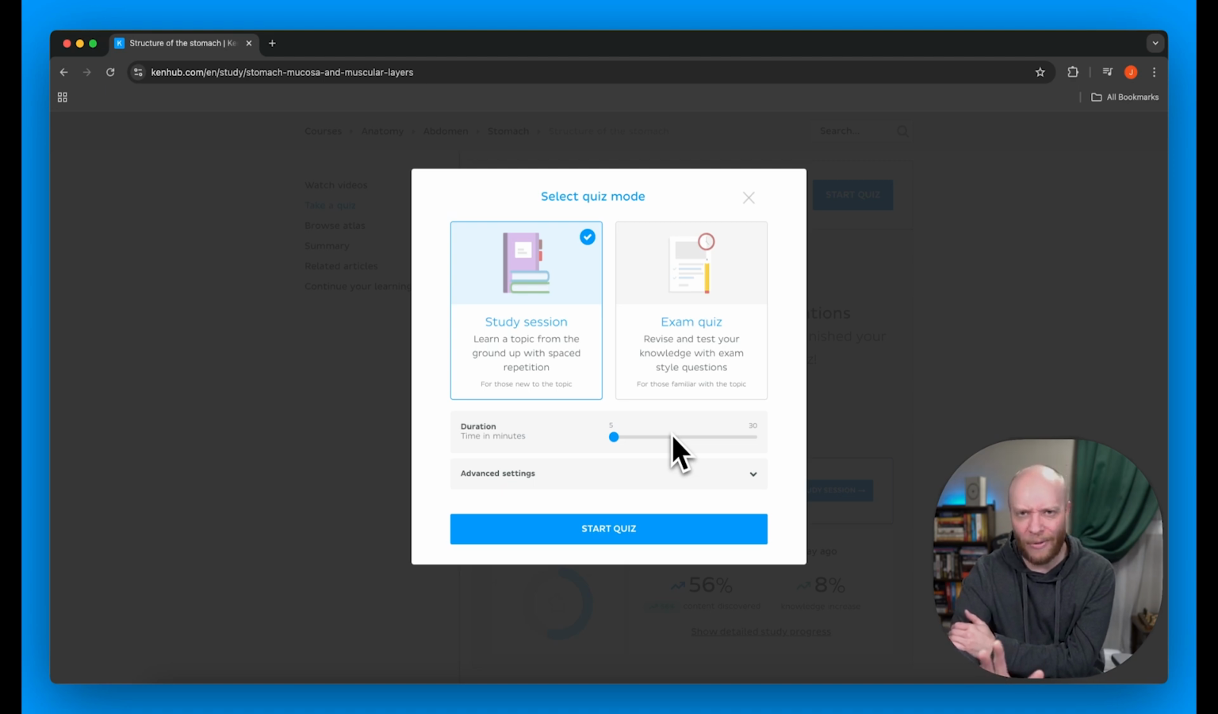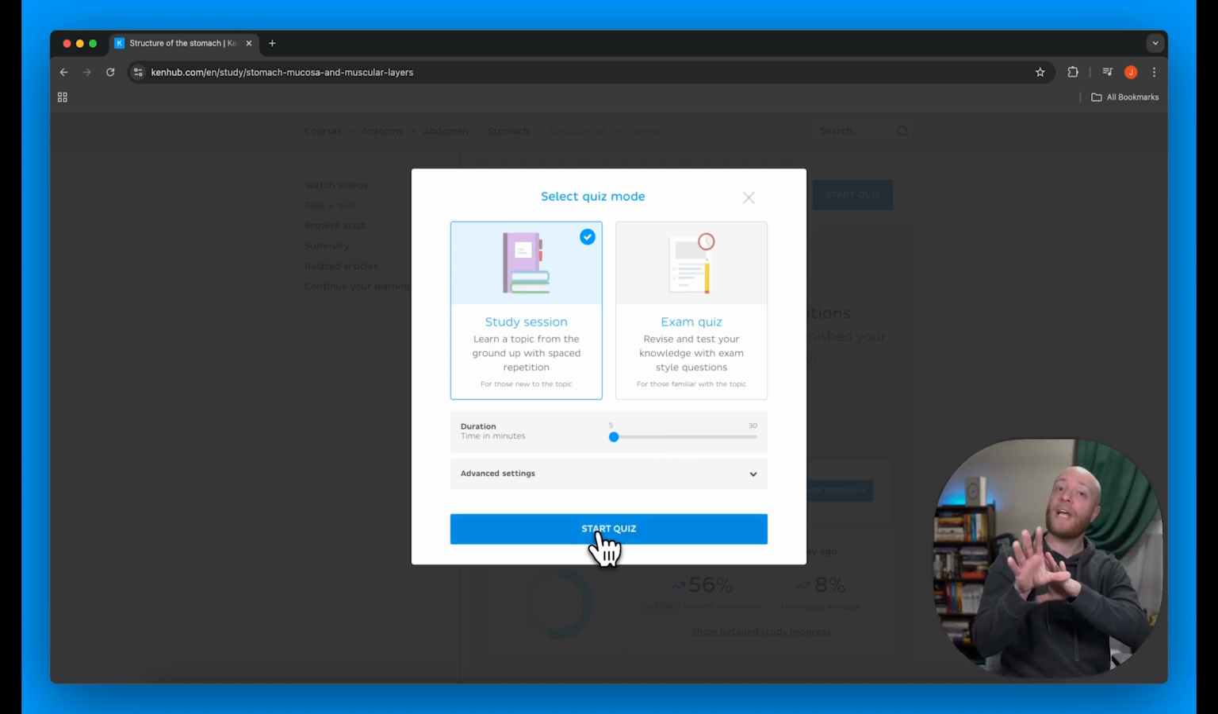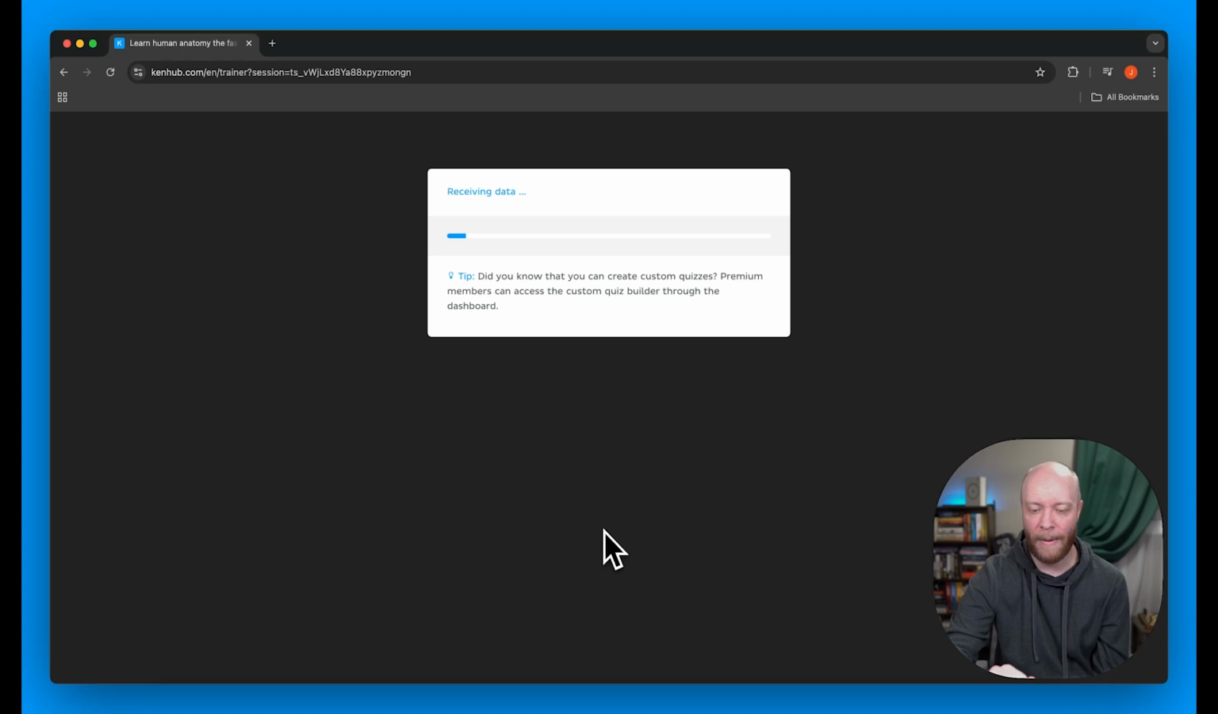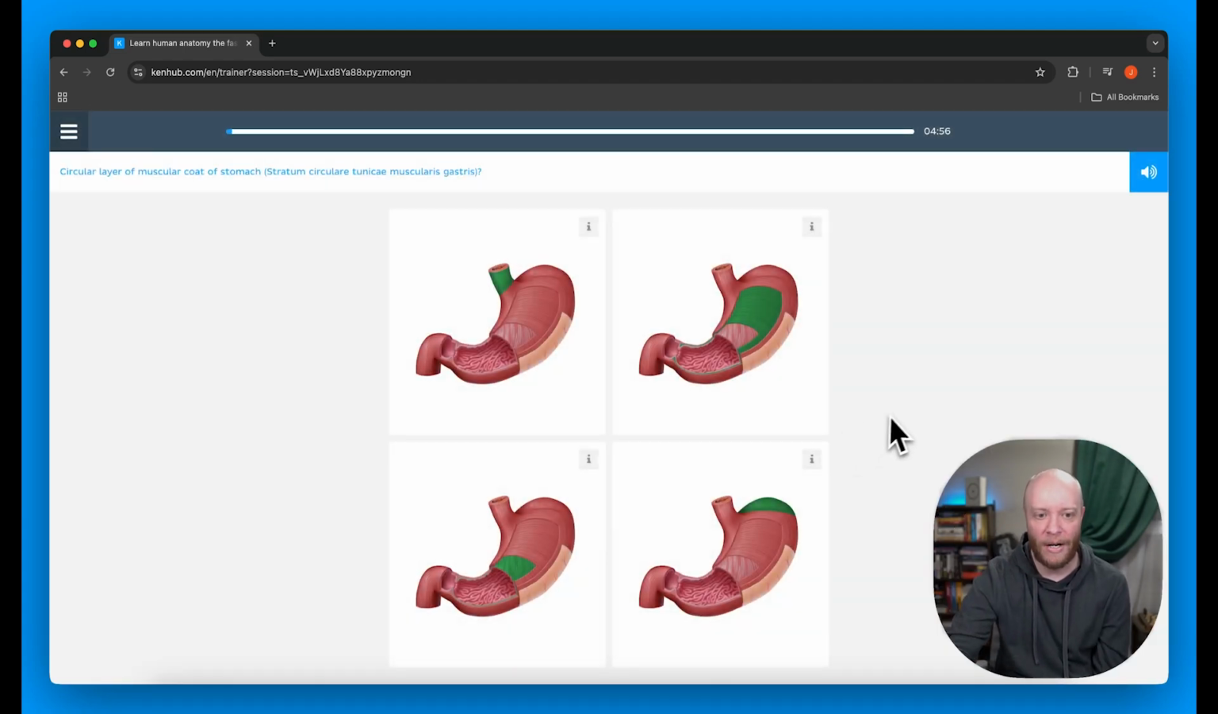Again, I did a quick little run through, but I didn't get too far, because what's cool is if you actually get really far, it can even start to save how far you are in your progress. But let's just hit start quiz and see what happens. So you can see getting everything loaded.